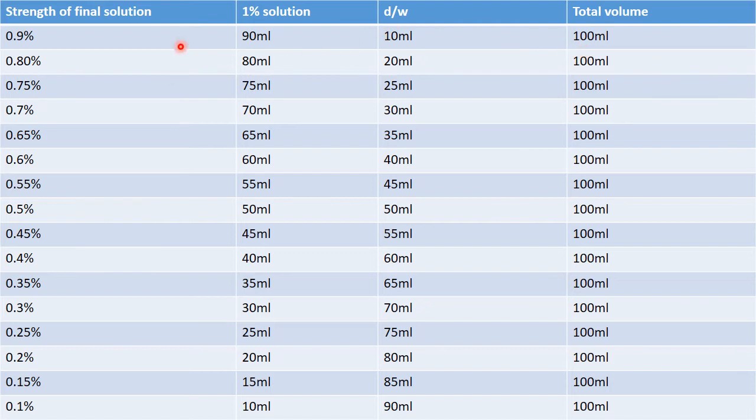The concentration here is 0.9%. In the same way you prepare 0.8%: 80 ml of 1% solution, to which you add 20 ml distilled water. The concentration becomes 0.8%. In the same way 0.75%, and continue till 0.1%. For 0.1%, 10 ml of 1% solution is taken, and to that 90 ml distilled water is added. That gives you 0.1% concentration. This way you are going to prepare the different strengths of solution.